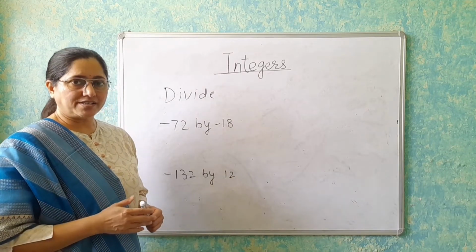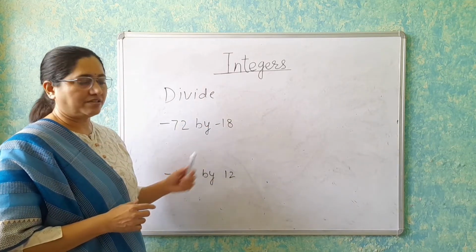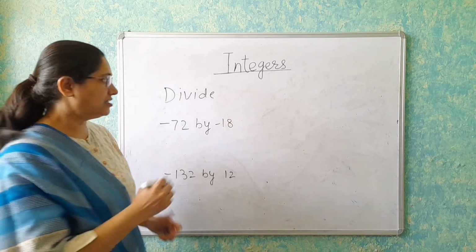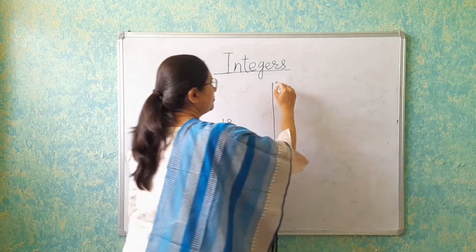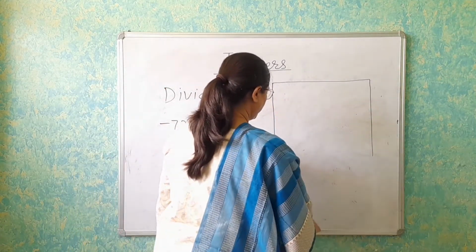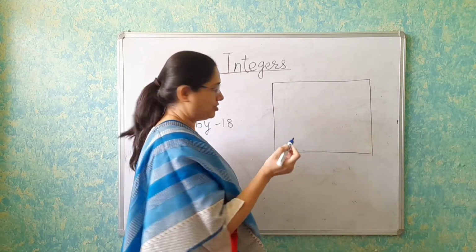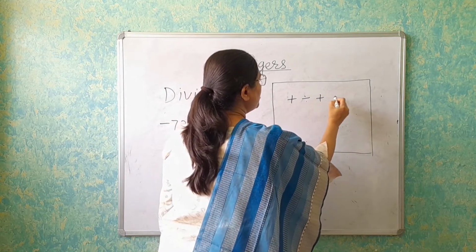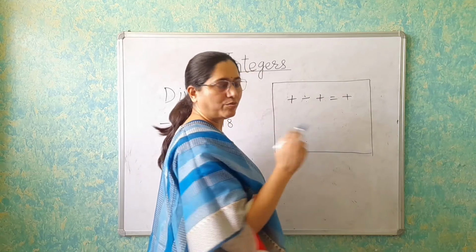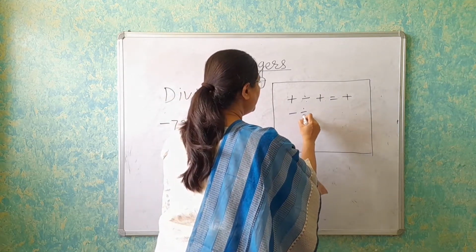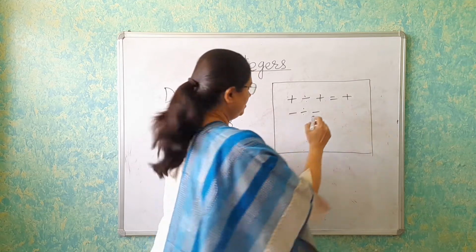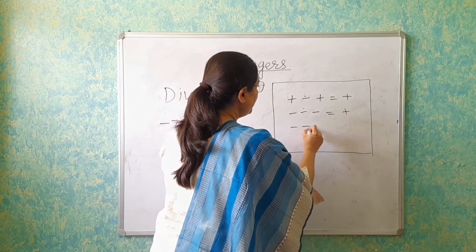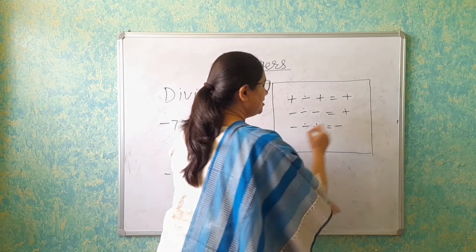Let's move to our last exercise, division of integers. But before that, you should know certain rules of division of positive and negative integers. Let's learn the first rule. If you are dividing a positive integer with a positive integer, answer is always positive. But if you are dividing a negative integer with a negative integer, again answer is always positive. But now if you are dividing a negative integer with a positive integer, answer is negative.